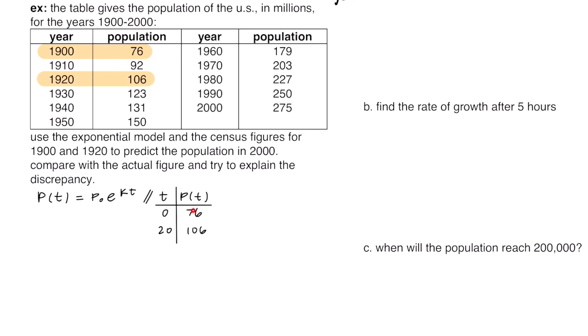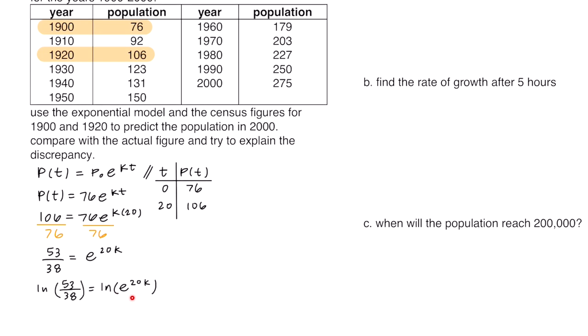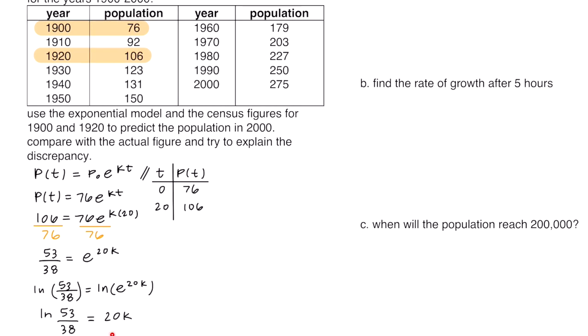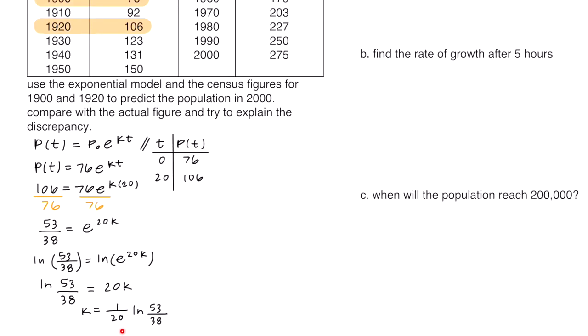So first, I'm going to plug in 76 right here for the initial population. And next, we'll plug in 20 for t and then 106 for P. So now we have an equation that we can solve for k. So we're going to divide both sides by 76. So this fraction reduces to 53 over 38, and then over here we just have e to the 20k. Next, we're going to take the natural log of both sides. All right, and then over here this is just going to become 20k. And then finally we're going to divide both sides by 20. So here's our expression for k.